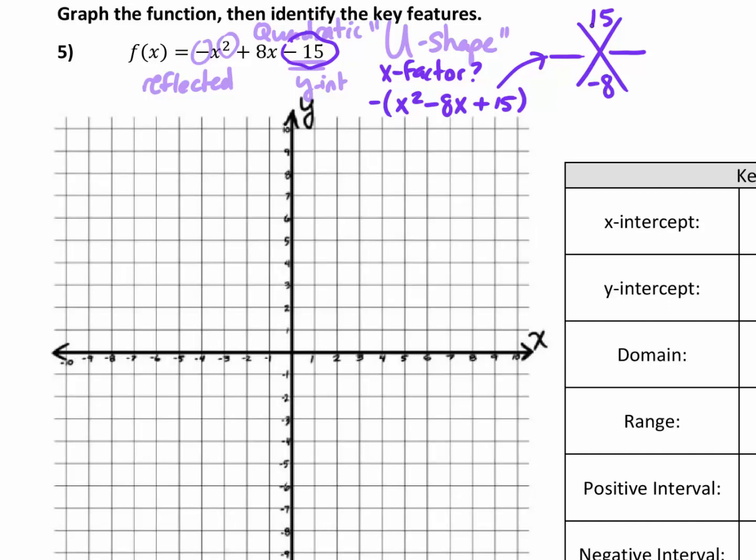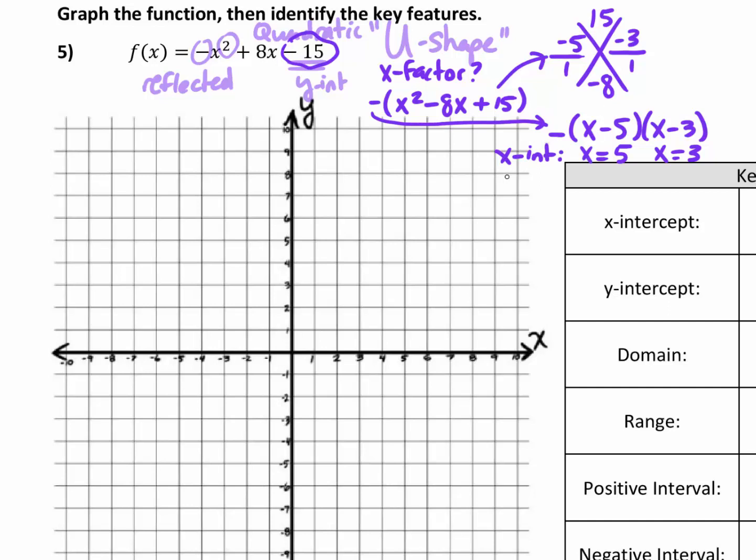If I try to multiply to 15 but add to negative 8, negative 5 and negative 3 both fit the bill here. So I really have x minus 5 as a group, x minus 3 as a group, but you have to remember this negative trails along, and so I am still reflected with those two groups. Now, why did we do this? To figure out that x equals 5 and that x equals 3 are both x-intercepts. If you are a solution, you are an x-intercept.